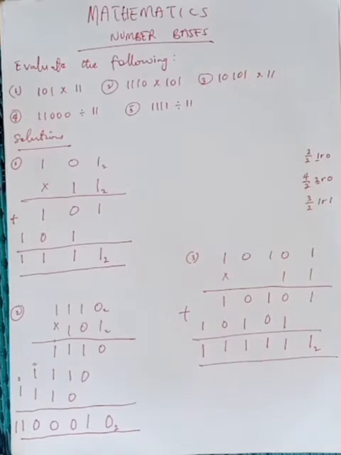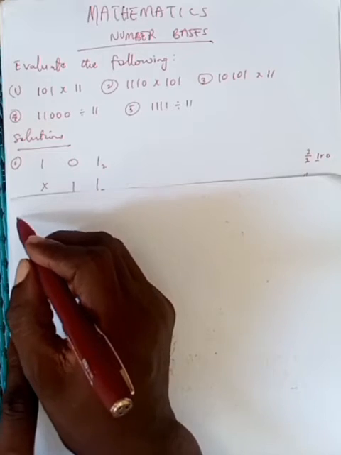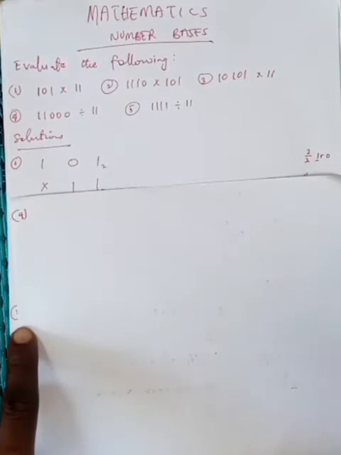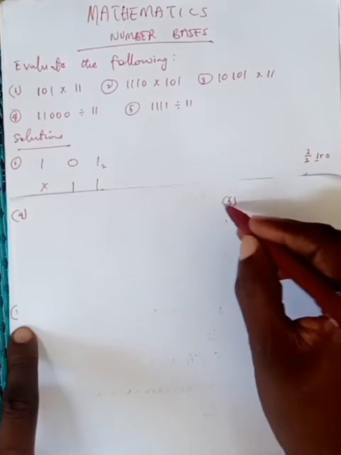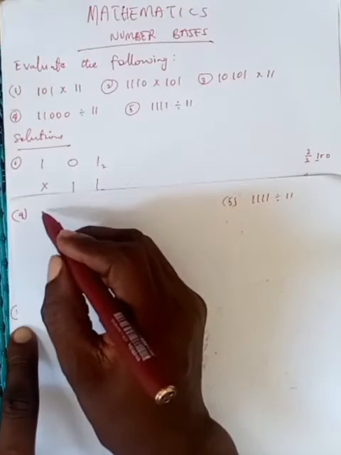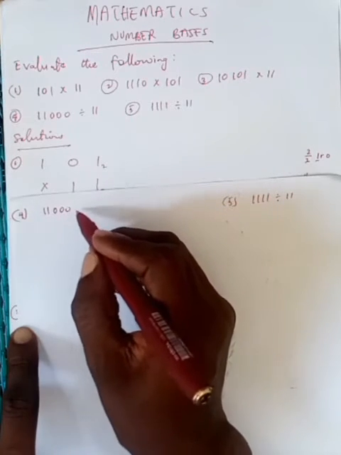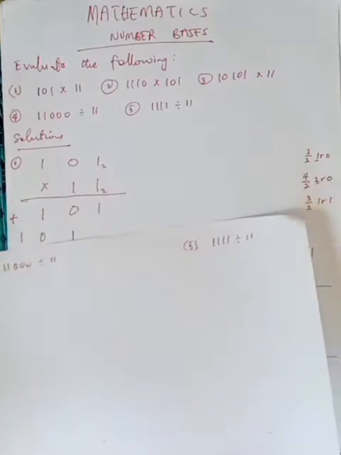So right now we want to talk about division. So the first question here I have, it will be better I place my two questions here. Then number 5, 1111 divided by 11, and here 11000 divided by 11. So we know, as you can see, that everything here is in base 2.